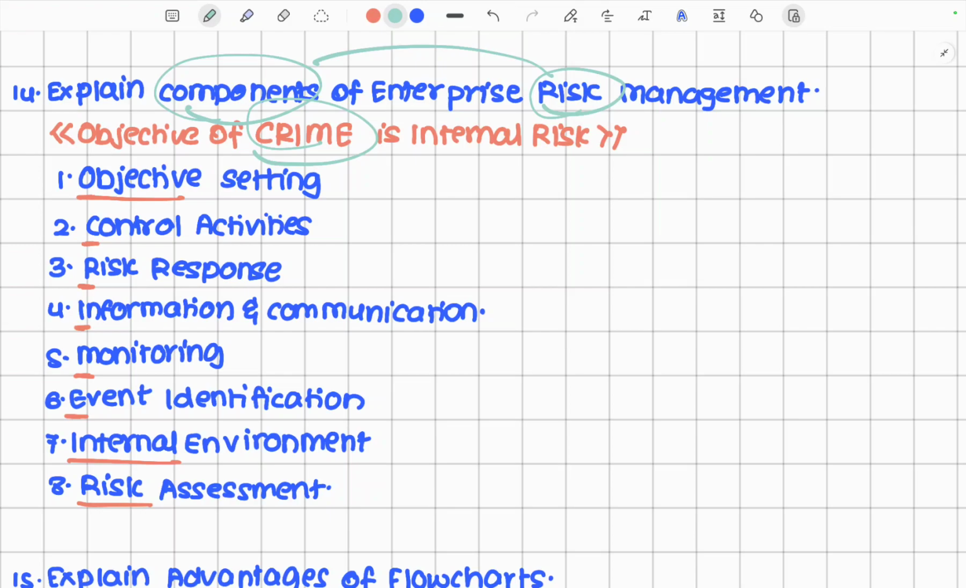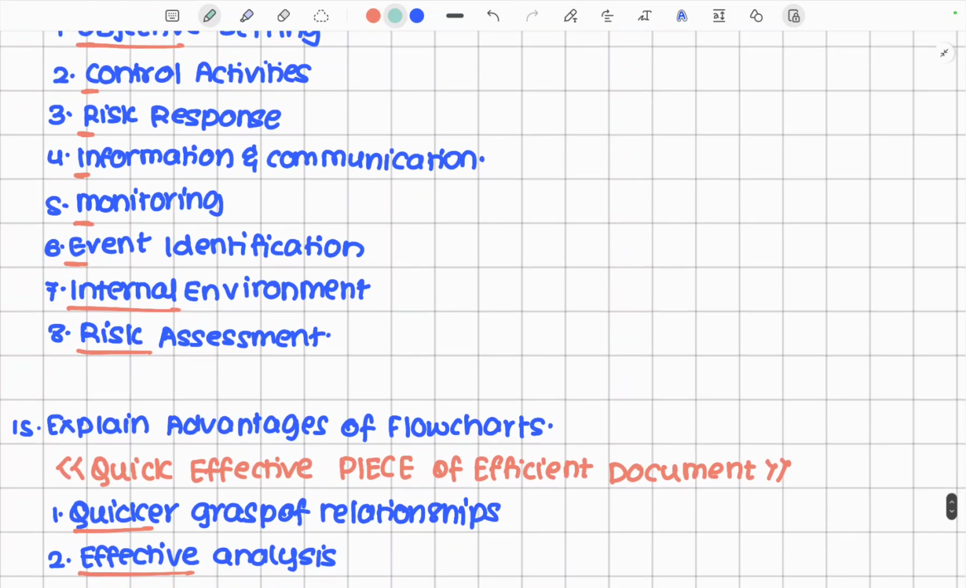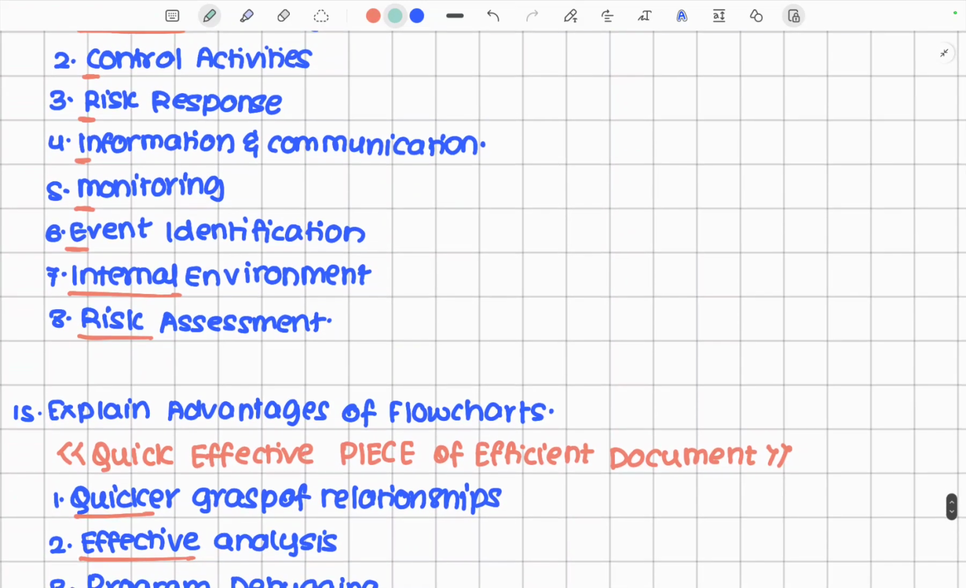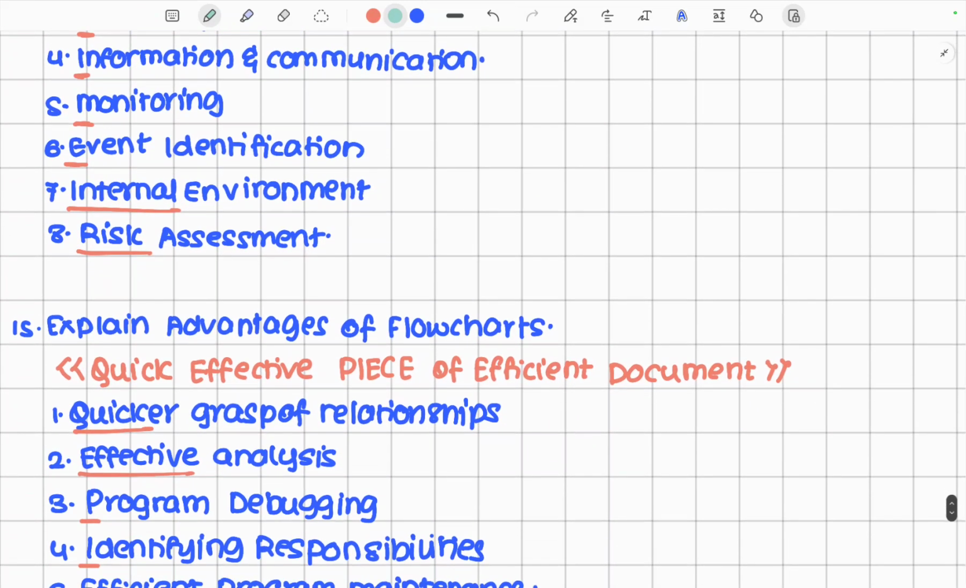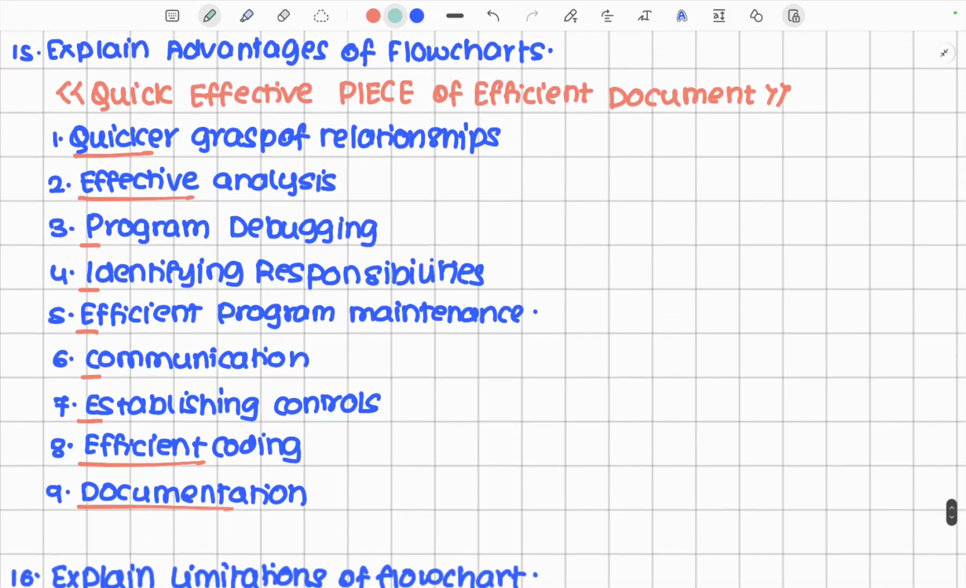Explain components of enterprise risk management. As soon as you hear the word component of risk, what should kick in? Crime. And from crime, what will come? Objective of crime is internal risk. That is objective setting, control activities, risk procedure, information and communication, monitoring, event identification, internal environment and risk assessment.